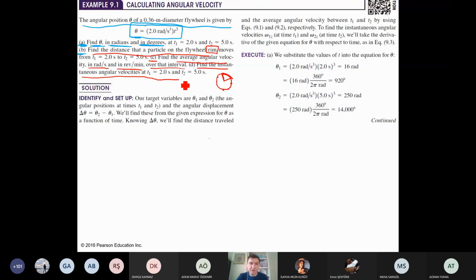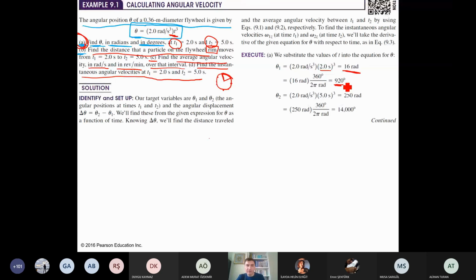Now let's start with the first question: theta when the time is T1 and when the time is T2. What is theta 1? Just put 2 seconds in for T, and then we have 16 radian. This is theta 1. And what about in degrees? In order to convert radians to degrees, you can use this expression: 2 pi radian is equal to 360 degrees. Just put it there, then you can calculate theta 1 as 920 degrees.